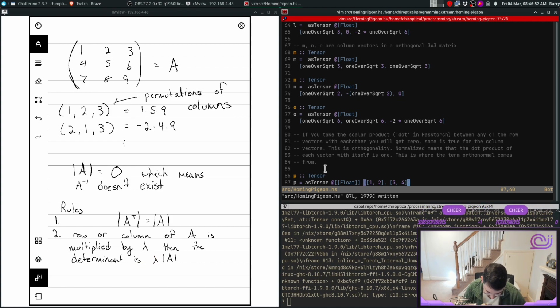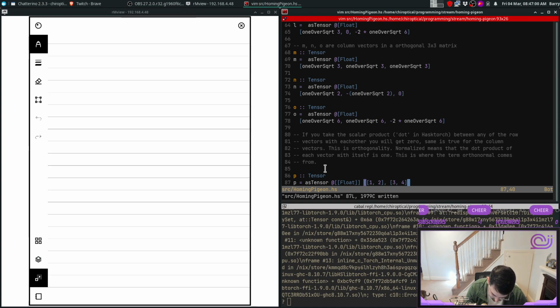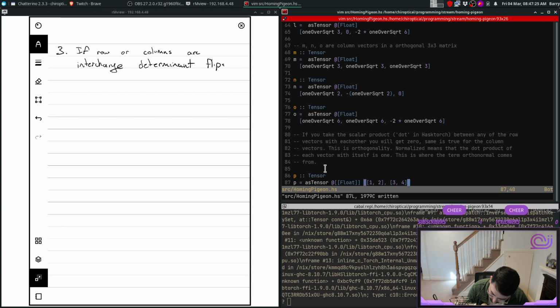I'm not exactly sure why that rule is useful, but I could see why that works. Okay, so if two rows or columns of a matrix are interchanged, then the determinant changes sign. From rule 3, it follows that if two rows or columns of a matrix are equal, then its determinant is 0.